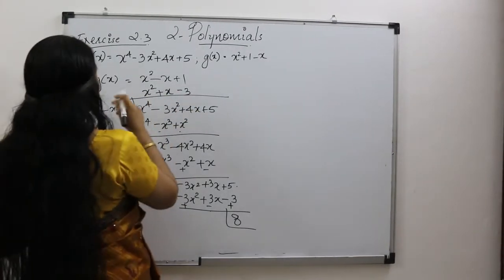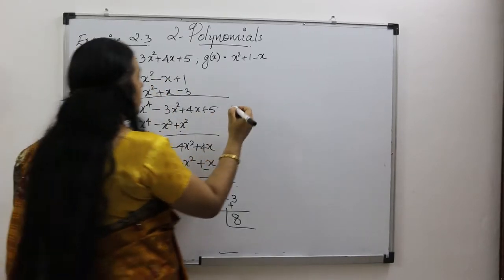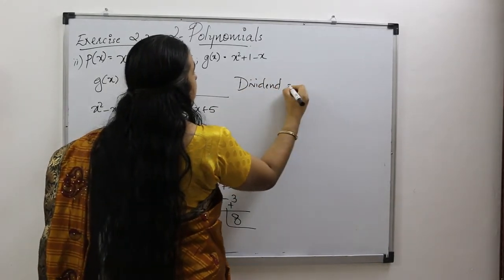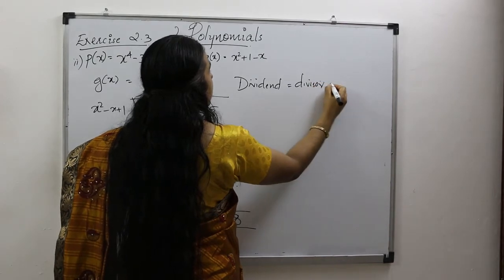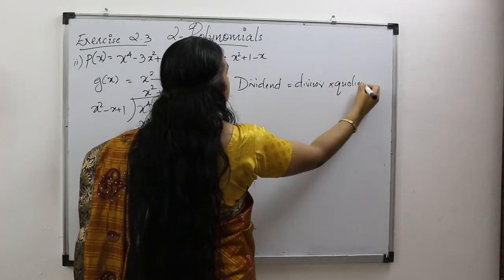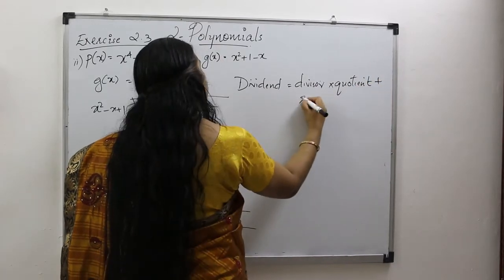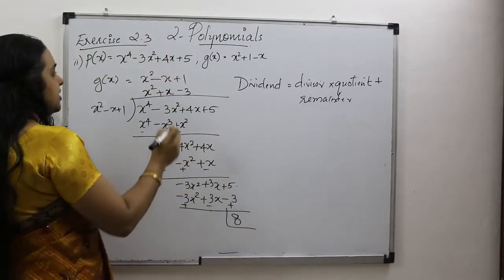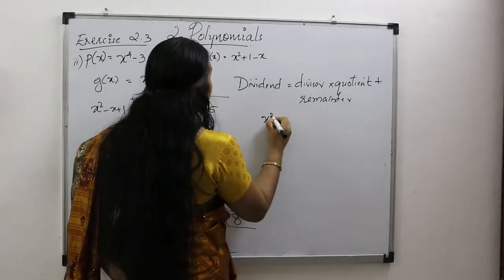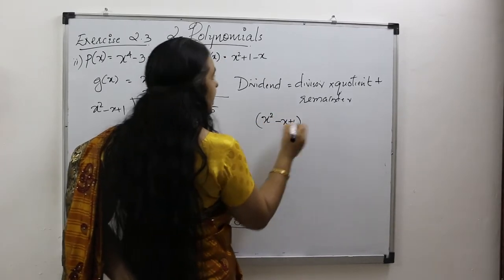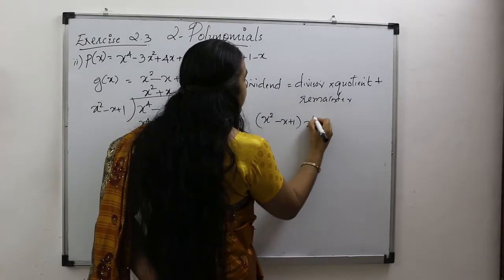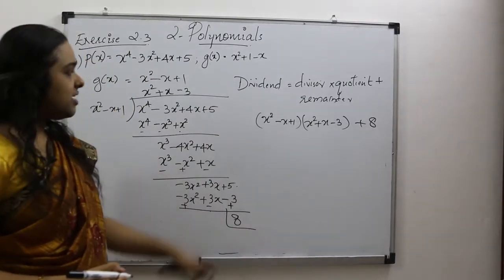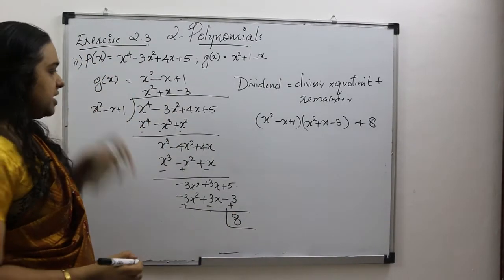Then we will check whether our division algorithm is satisfying or not. We know that dividend equals divisor into quotient plus remainder. What is our divisor? Divisor is x square minus x plus 1 into our quotient. Quotient is x square plus x minus 3 plus remainder is 8. We will see whether this is equal to our dividend p of x.